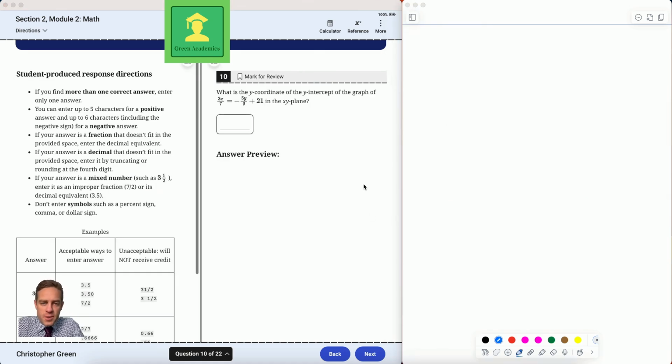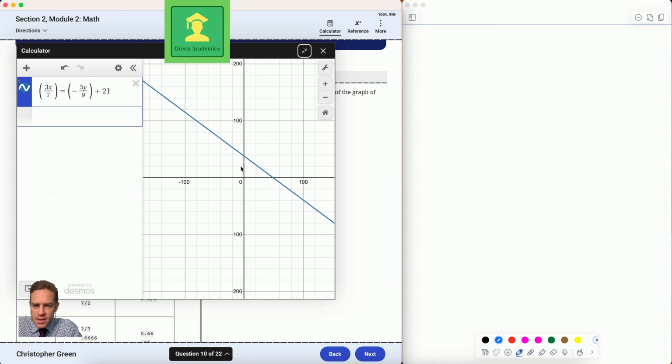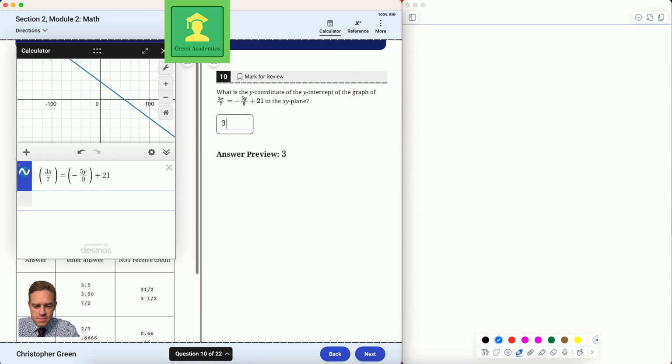What is the y-coordinate of the y-intercept of the graph of 3/7 x equals negative 5/9 y plus 21? This would be a great example of using Desmos. Unless I'm missing something, you can just literally type this into Desmos and it will make sense of the line and show you its diagram immediately. So 3x over 7 is negative 5y over 9 plus 21. Yeah, and it just shows you the picture, right? And then the y-coordinate of the y-intercept is 37.8, and that's it. It's almost like cheating here.